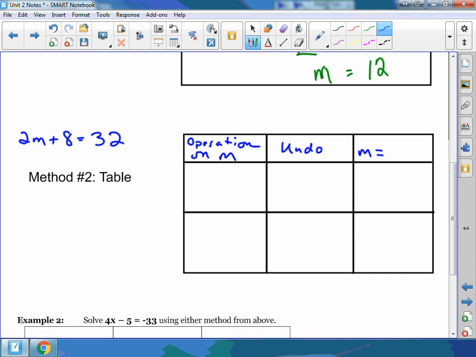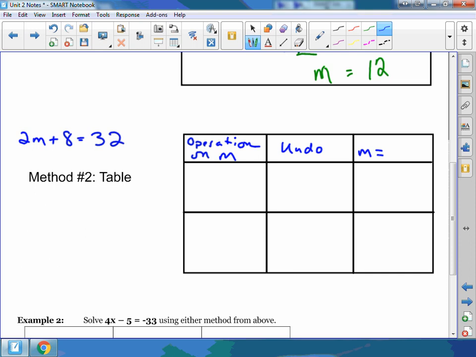And then the middle column is your inverse column, your undo column. And then over here on the right, up here, we're going to have our M equals column. Now this method is different looking, but it's the same process that we always follow. It just organizes the steps in a little bit different of a fashion.